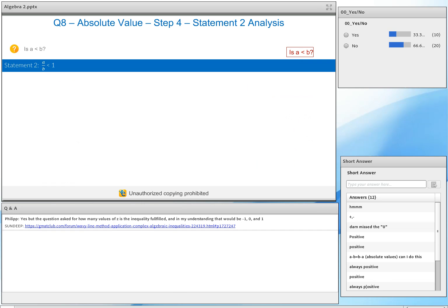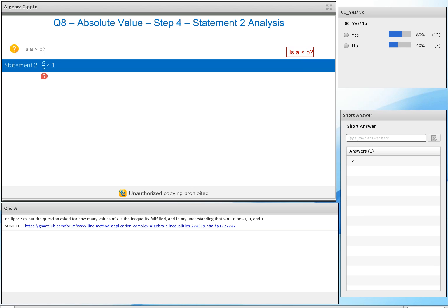A by B is less than 1. My question to you is, can I say that A is less than B? Can I say if A by B is less than 1, can I say that A is less than B? Why can I not say that? For those of you who are saying no, why is that? Absolutely right, because B can be negative as well.